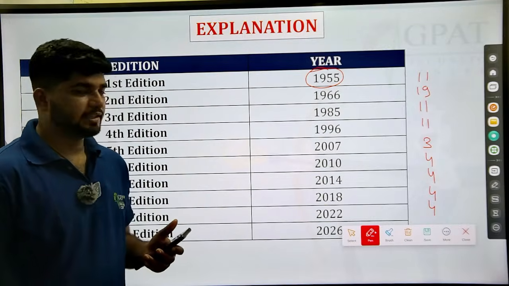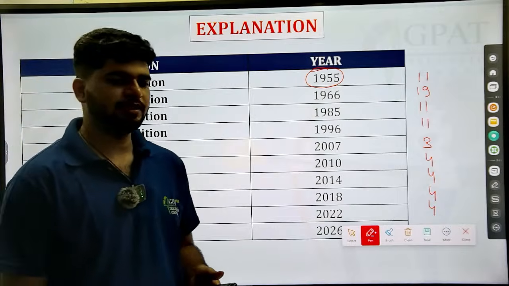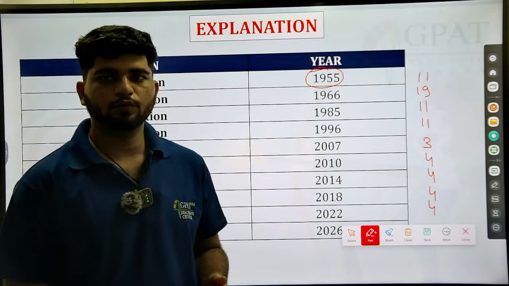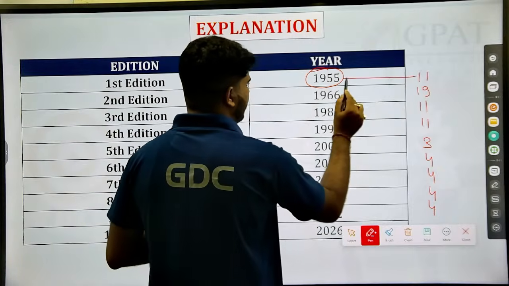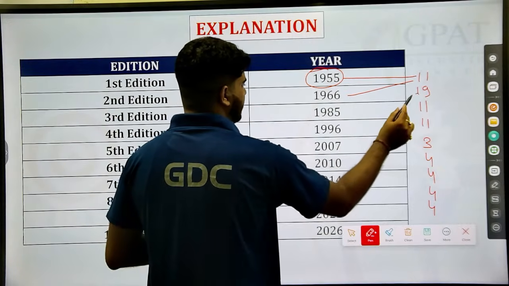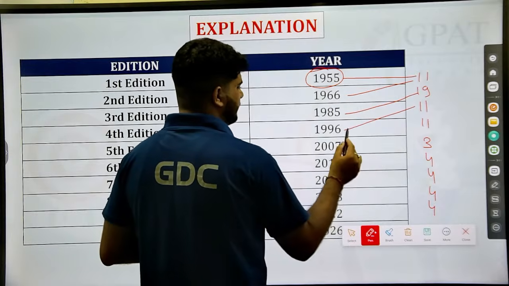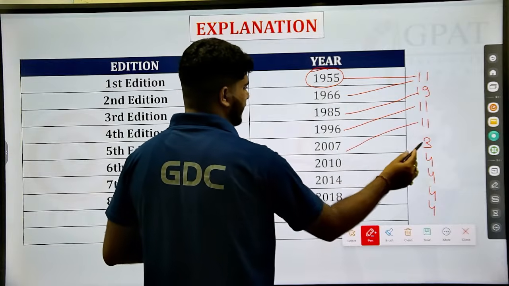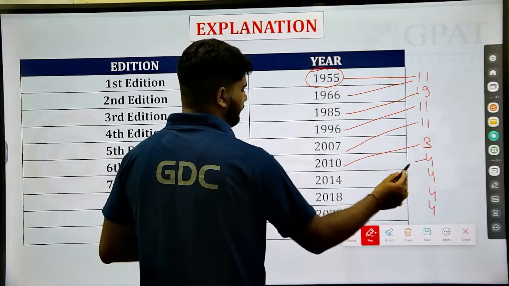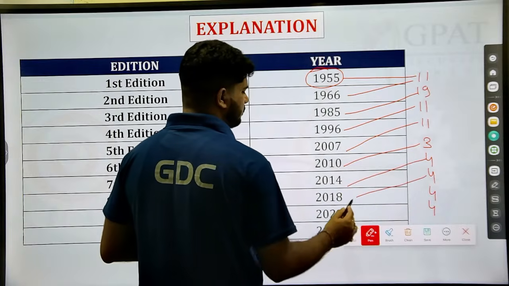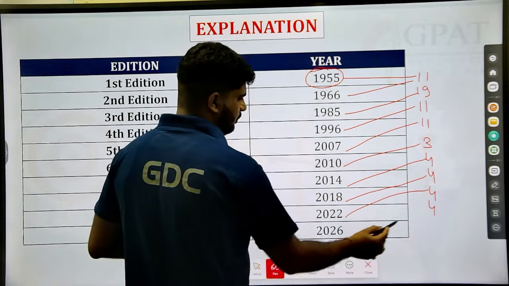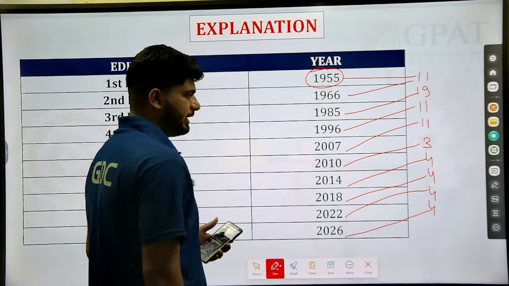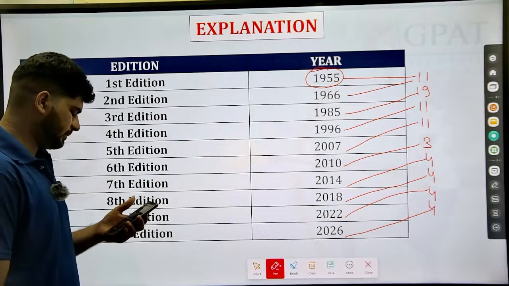There is a trick. There is a code. 11, 19, 11, 11, 3 and then 4 times 4. Okay, 11, add on 11 to 55, that would be 66. Then 19, 85. Then 11, 96. Then 11, 2007. Then add 3, 2010. Then add 4, 2014. Then add 4, 2018. Then add 4, 2022. And then add 4, it would be your 2026.